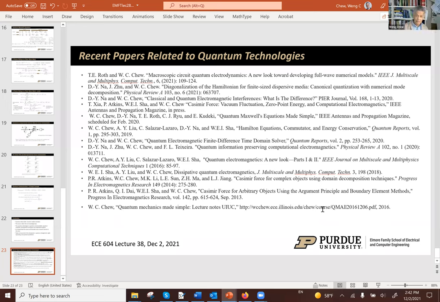Yeah, I haven't done very much. I have done some Casimir force calculations, and I work with Dr. Na on how to do some of this, essentially applying computational electromagnetics methods in solving quantum Maxwell's equations for more complicated geometry. And we have done, for instance, computational codes that can simulate the Hong-Ou-Mandel effect.